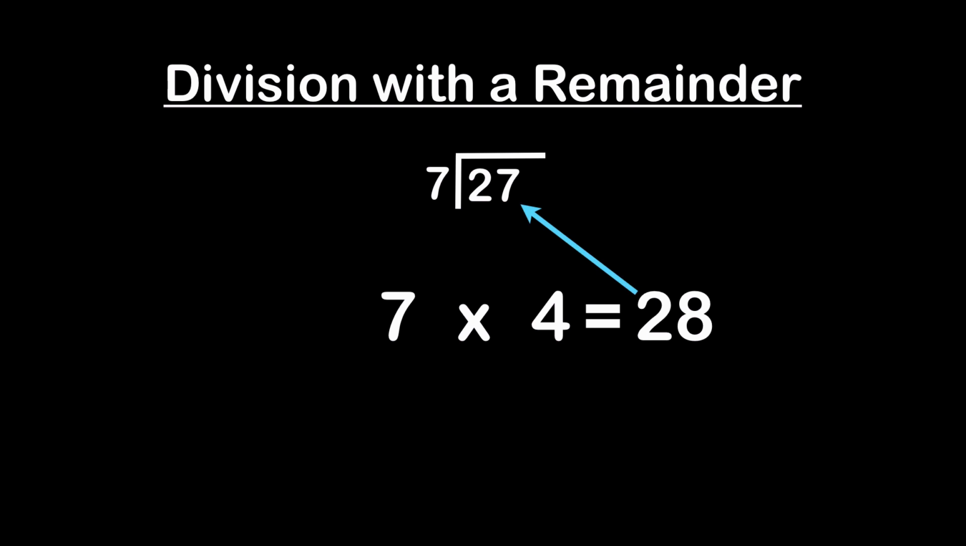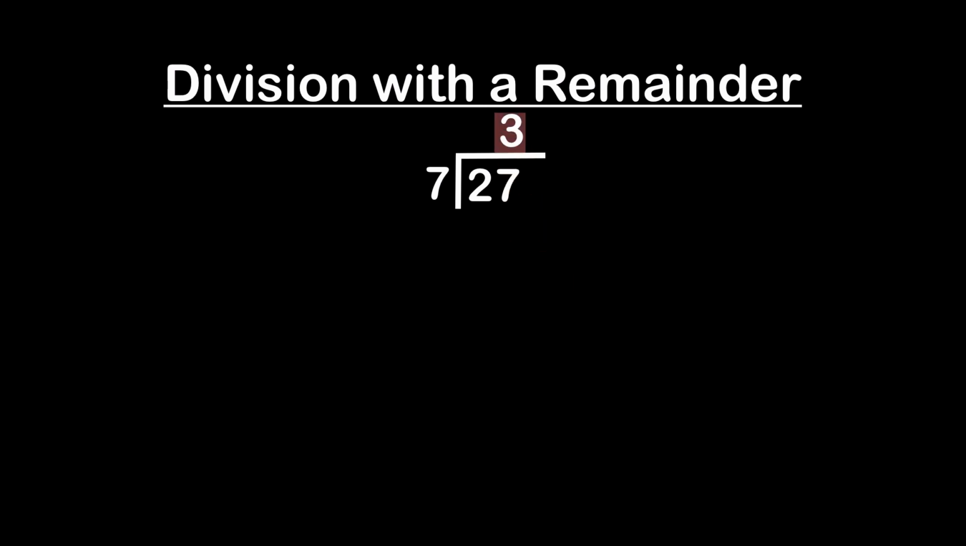So let's go back to the next closest multiple, which is 3, and we want to place that up top, and now we check to see if there is any remainder by saying 3 times 7 is 21. We place that number under our 27 and we subtract. So 7 minus 1 equals 6. Next, 2 minus 2 equals 0. And we have our final answer, which is 3 remainder 6.